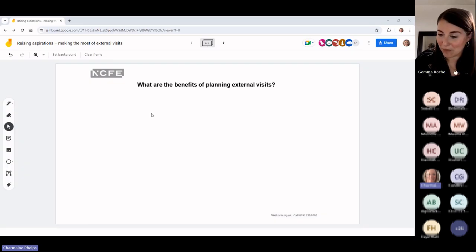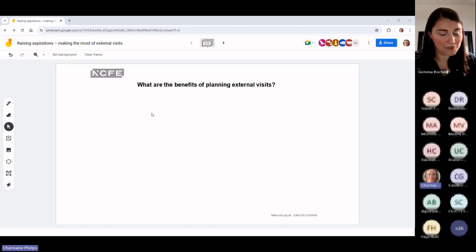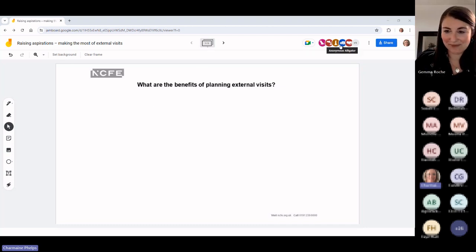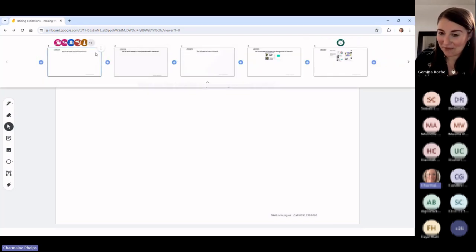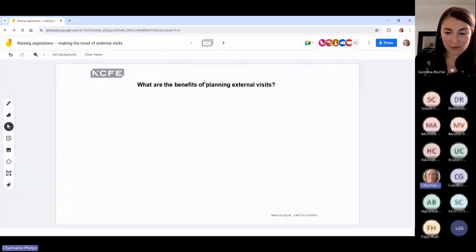So on Jamboard, if you haven't used Jamboard before, you can see up here at the top, I can see loads of you have joined. We've got anonymous alligator, anonymous ferret. Pleased to meet you. So I can see everybody currently is on sheet 1. And to move backwards and forwards through the questions, we've got sheet 1 here. What are the benefits of planning external visits?